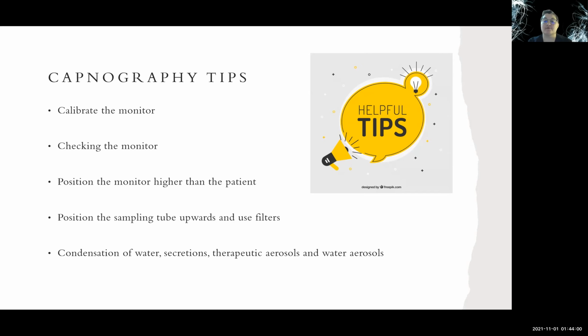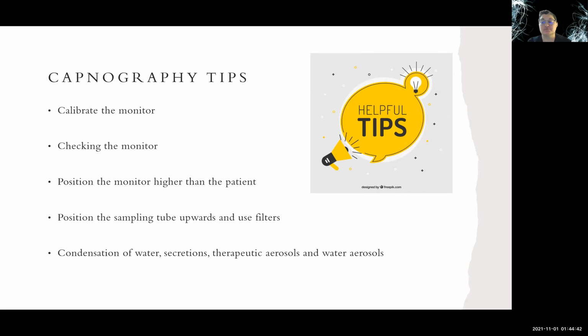We also want to make sure that if we are using a side stream with a sampling tube, that sampling tube needs to be vertical. This means that it's going from the patient upwards towards the monitor. We don't want it hanging down and then looping back up. We always want to make sure that it is going vertically. This means that water droplets, secretions, and any aerosols ultimately stay in the breathing hoses instead of contaminating the sampling tubes and altering our capnogram.